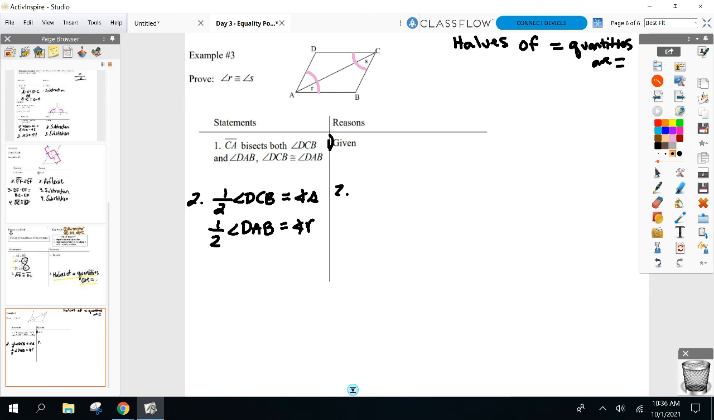Half a DCB, half a DAB, equals angle S and equals angle R. What would be my reason? Because I'm not ready for this yet. This isn't halves of equal quantities. How did you know we're going to take half of them? What word came up again? Bisect. Definition of a bisector.